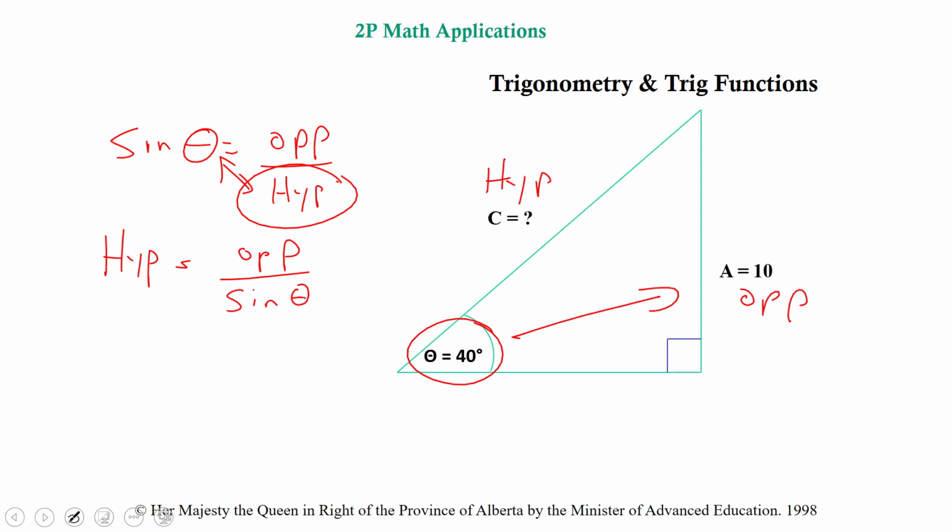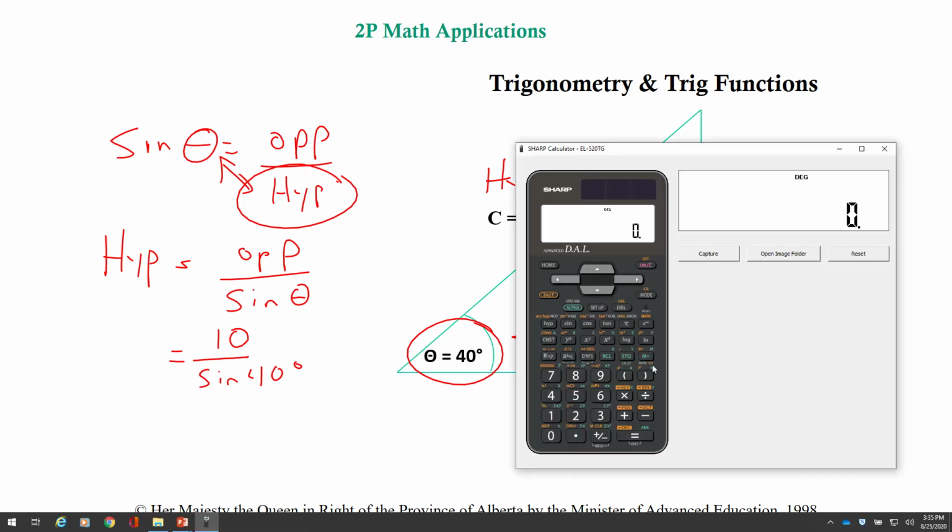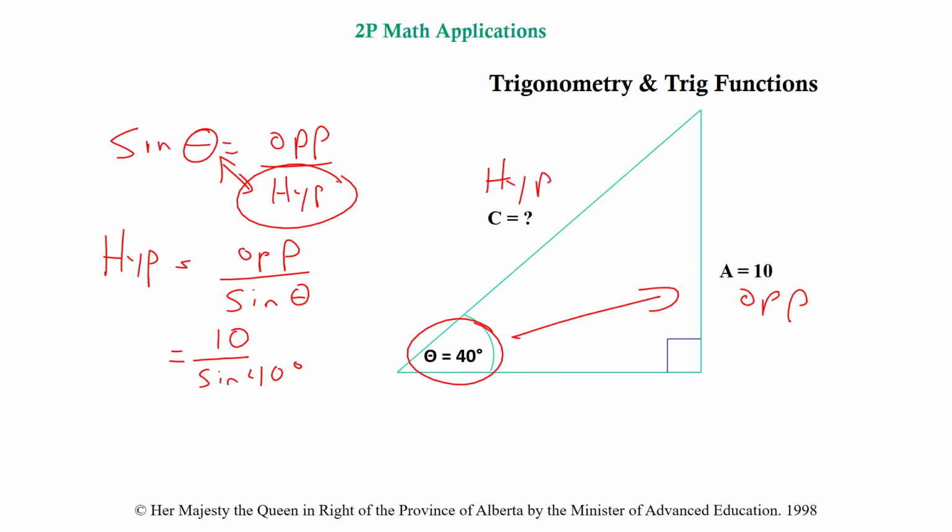Filling in values, side opposite is 10. We're going to divide it by the sine of 40 degrees. So 10 divided by sine 40 equals 15.55, and that would be how long our hypotenuse is. We'll round it to 15.6. Okay, let's keep going here.